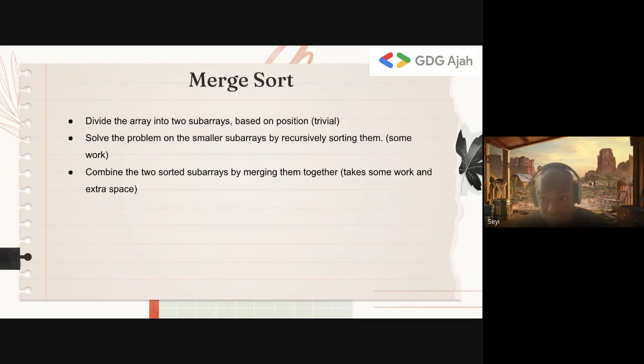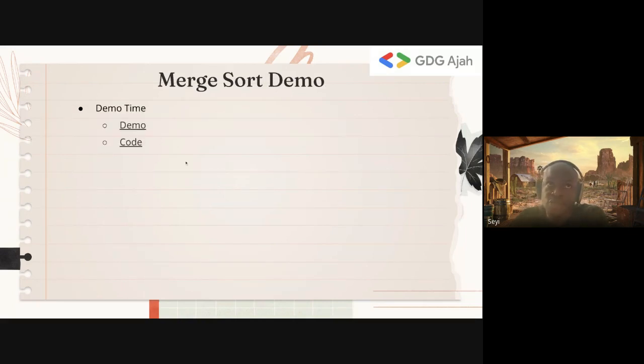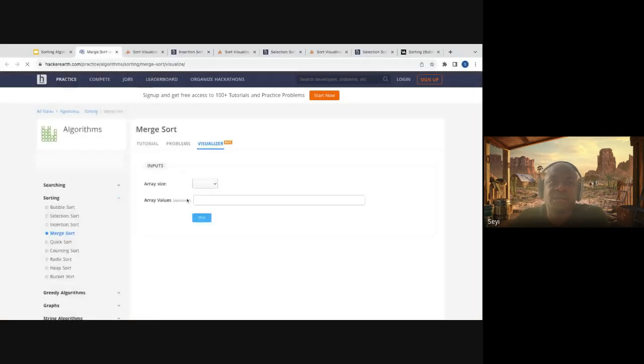Given two arrays, can I merge them in a sorted way? Each of those arrays is sorted, but then I want to create a bigger array containing the two of them that is sorted. If I can solve that problem, then I'm done. I can solve merge sort. And that is the key thing it does in combining. So combine the two sorted arrays by merging them together. This takes some work and extra space. So let's quickly look at a demo. I think a demo will make it clearer here.